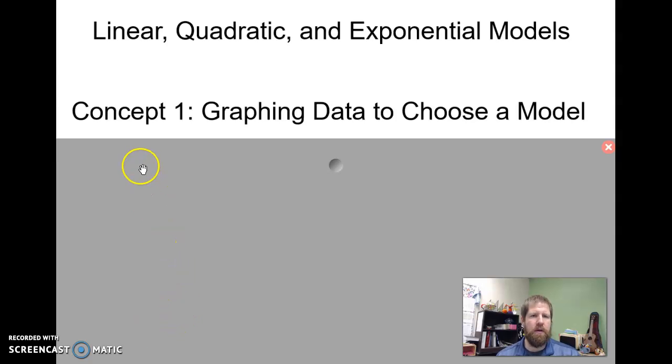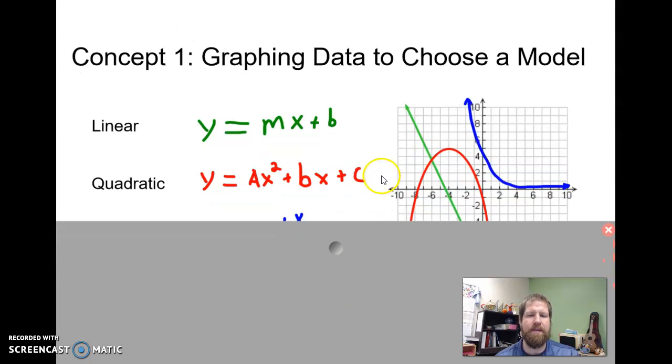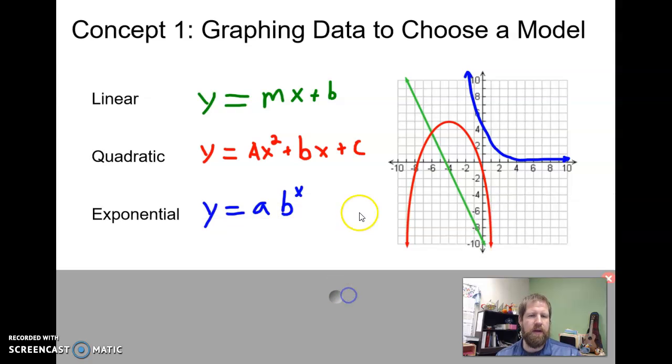All right, today we're looking at linear, quadratic, and exponential models. And our first concept is we're going to be graphing data in order to choose our best model. Okay, and when I say model, I kind of mean line of best fit, or the closest equation or function that we can come up with.